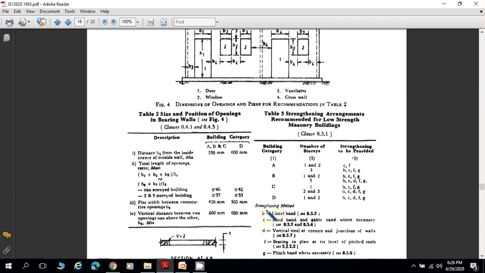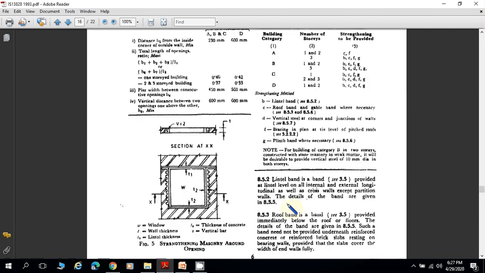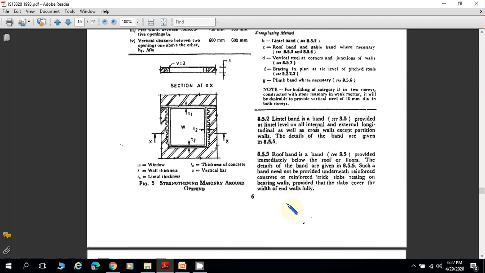In building category C, B, C, F, G are provided similarly to building category B, and for the next category all the strengthening techniques B, C, D, F, G are to be provided. So here they are mentioning what the strengthening techniques are and which category of building they are provided to at different levels of story. The lintel bands I have already shown you.